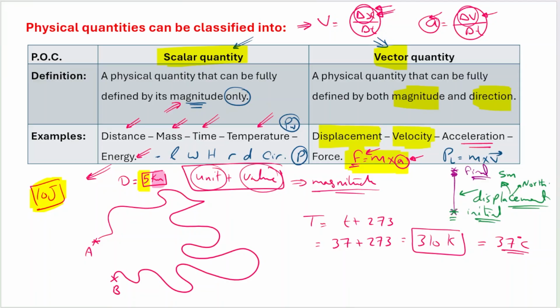Okay, so any physical quantity which has magnitude and direction is called vector physical quantity. But any physical quantity which has magnitude only, and direction is not needed, is called scalar physical quantity. We have something that can help.